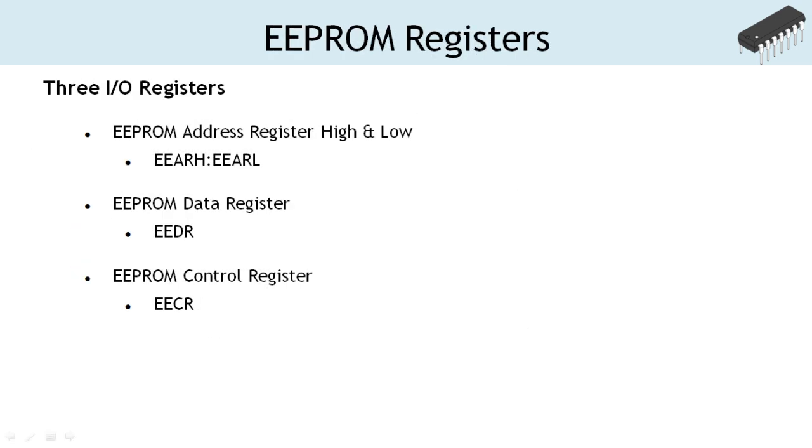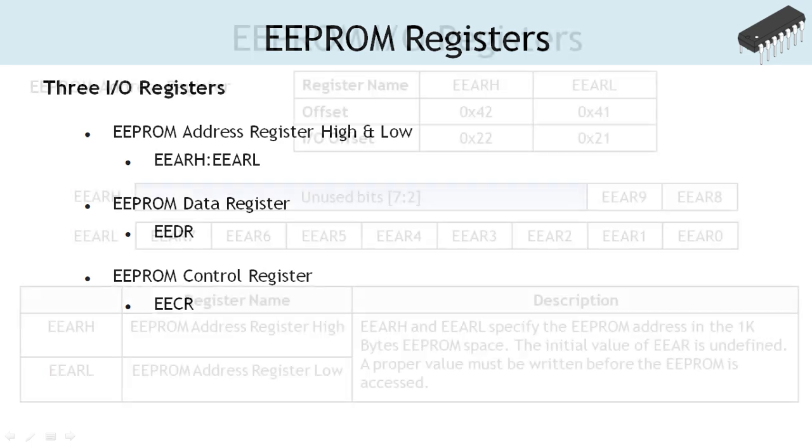The AVR CPU core uses 3 I/O registers to interact with the EEPROM. These are the EEPROM address registers high and low, that is EEARH and EEARL, the EEPROM data register, that is EEDR, and the EEPROM control register, EECR. Let's look into the details of these registers.